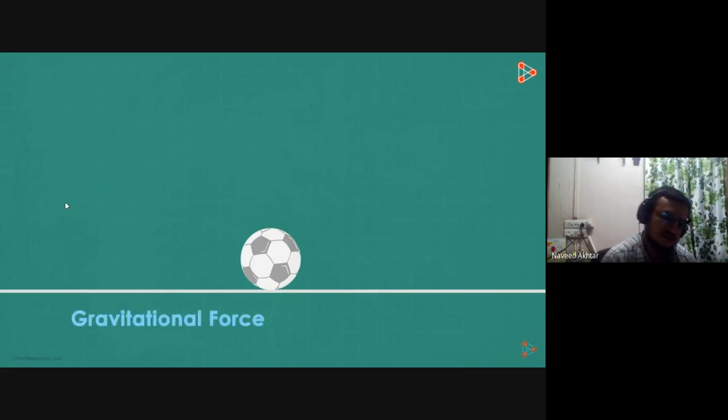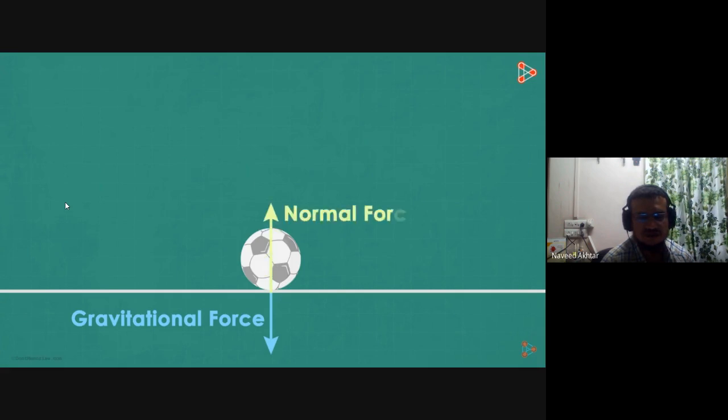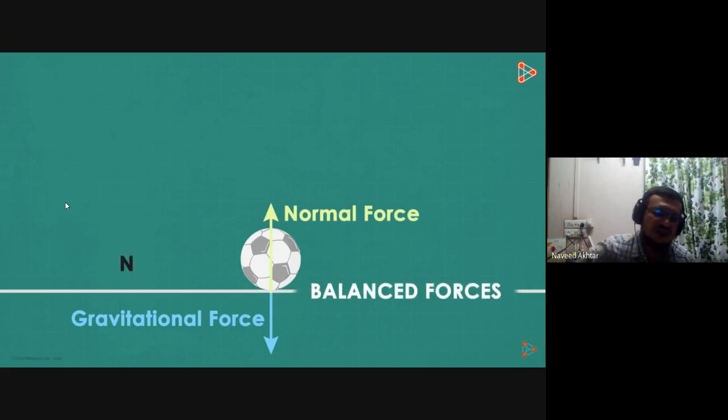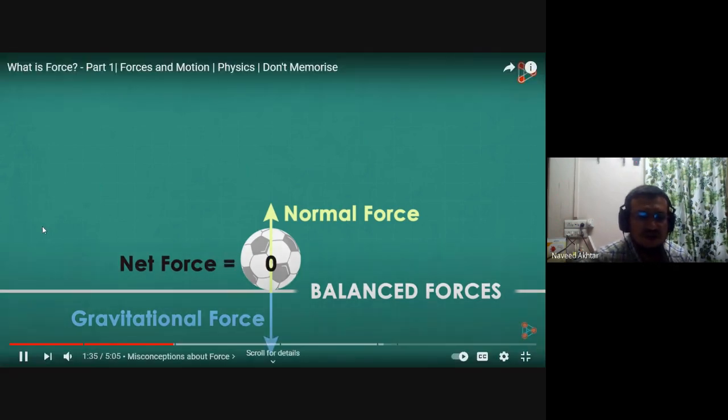So there are the forces acting on the board, which are the gravitational force and the normal force. So this is called the equilibrium of the force because the net force acting is zero.